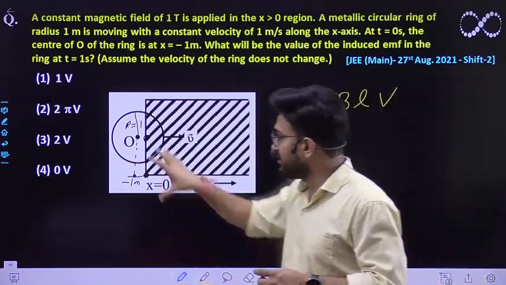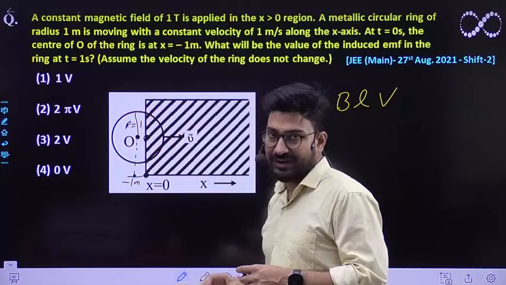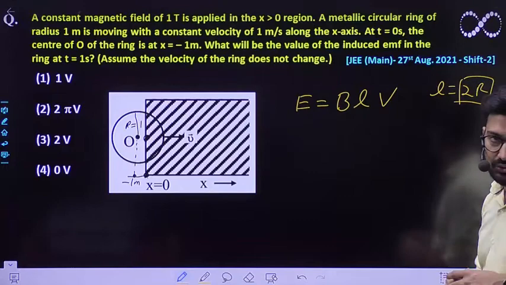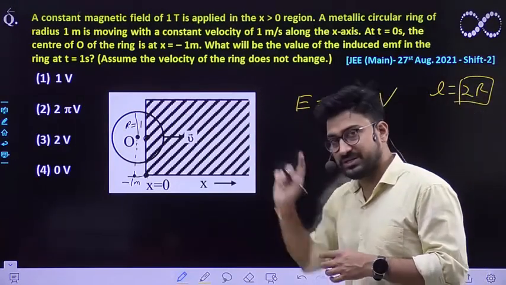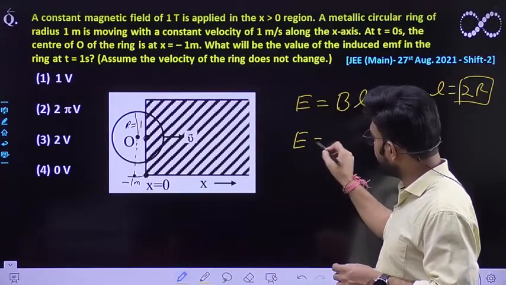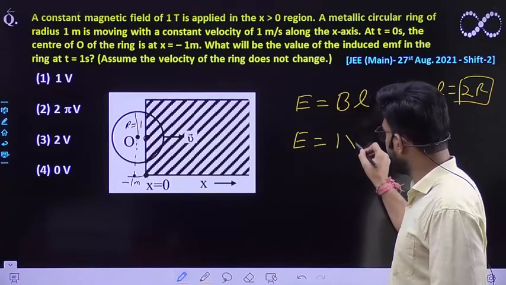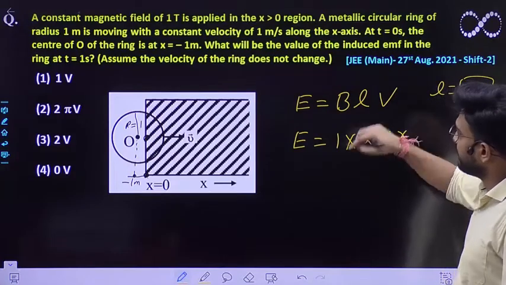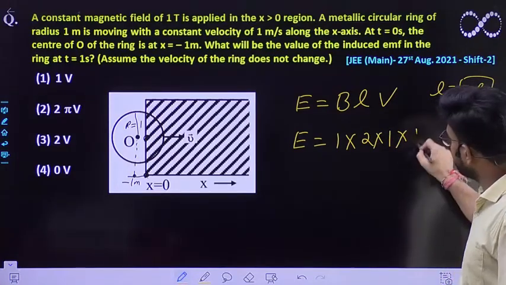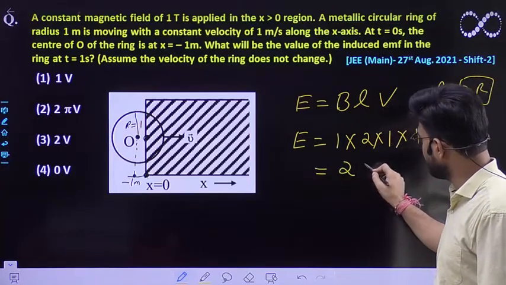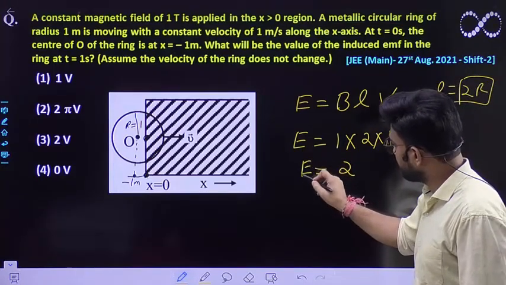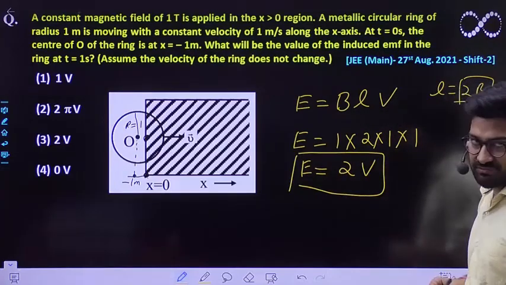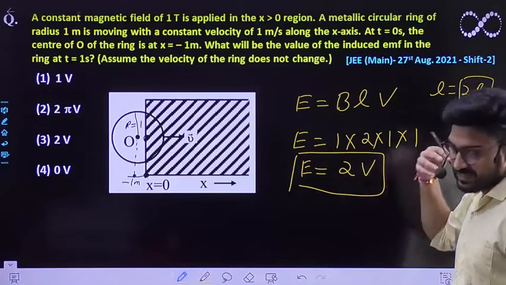What is the effective length of this whole circular wire? It is twice the radius. So this is the effective length that you need to take, and the rest, B, is constant. So the motional EMF comes out to be B is 1 Tesla, into length which is twice R, R is 1 meter, multiplied by V, the speed, which is 1 meter per second. So eventually you will get 2 as the expression. So 2 volt is the correct expression.